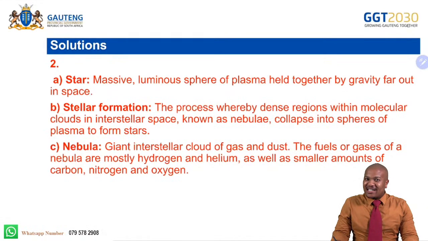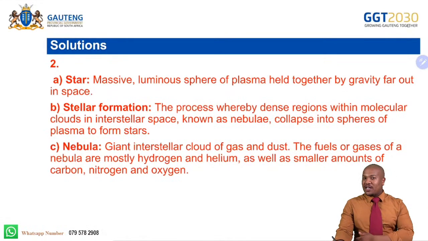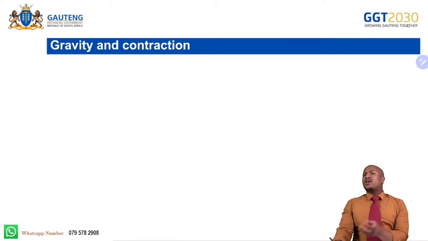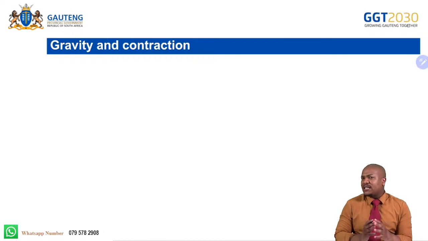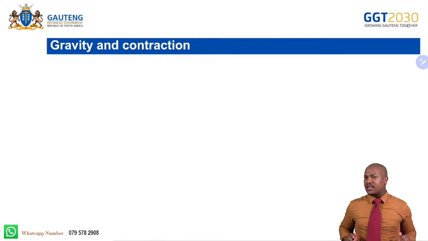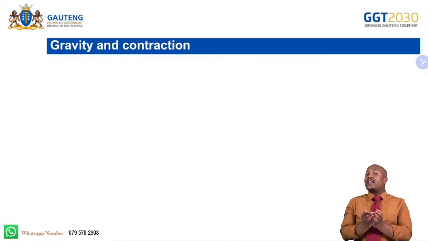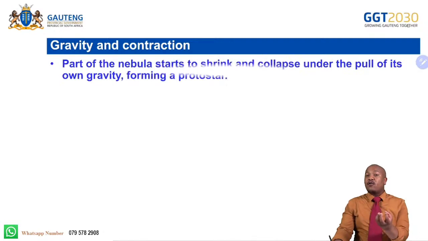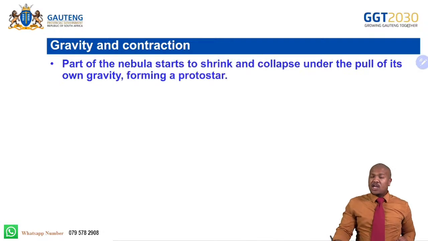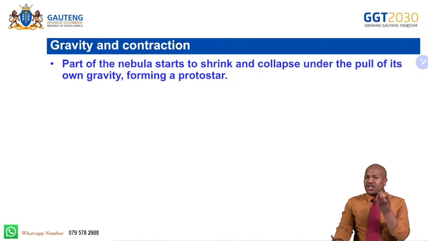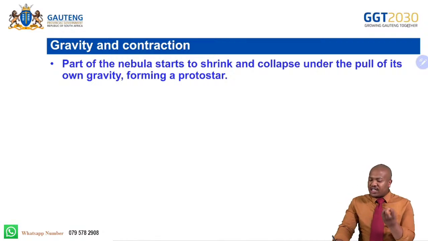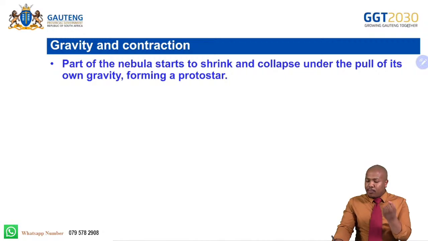Welcome back again, grade 9s. Now let's move on together with our lesson. So now, gravity and contraction: how do they enter into this lesson? Remember we said that the nebula is governed by the pulling force, which is gravity. So part of the nebula starts to shrink now. It starts to shrink and collapse under the pull of its own gravity, forming what?